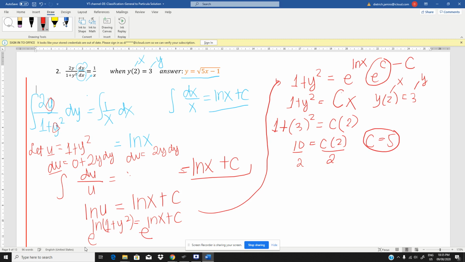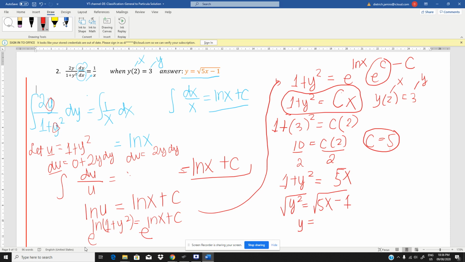So I'll just substitute this c into our equation. We will have 1 plus y squared equal to c times x, so our c is equivalent to 5 times x. This is already the answer. But we are given that y is in terms of x, so we will solve for y. I'll transpose 1 to the other side, so we will have y squared equal to 5x minus 1. Taking the square root of both sides, I'll have y equal to the square root of 5x minus 1. So that's our answer.